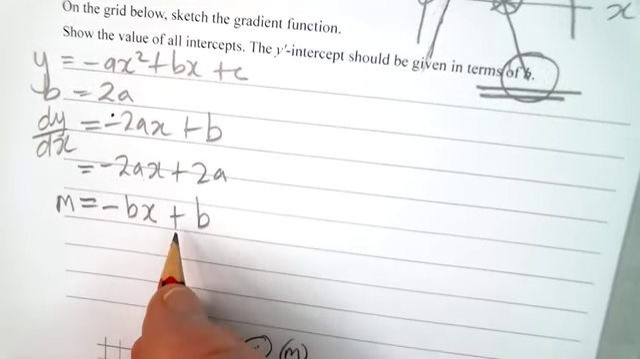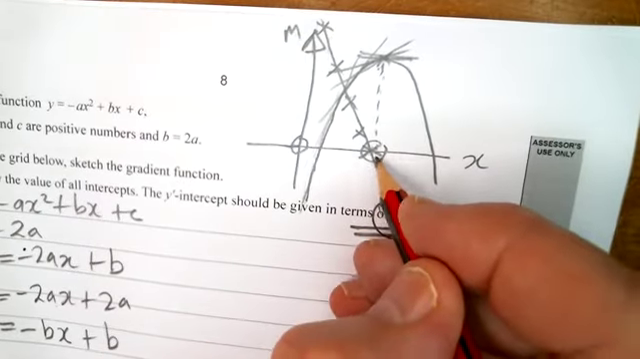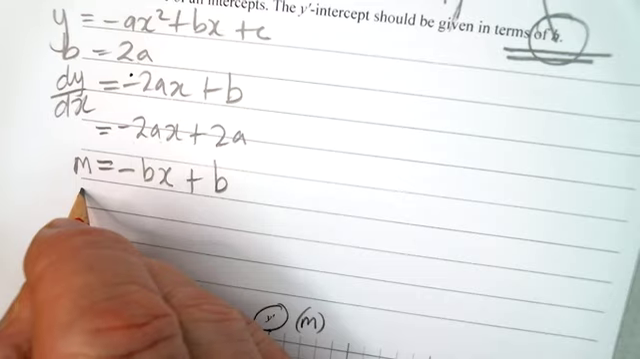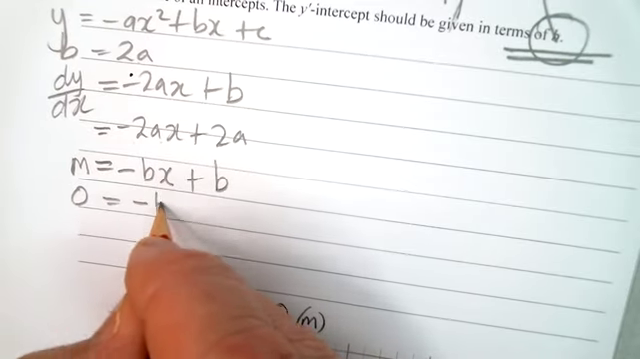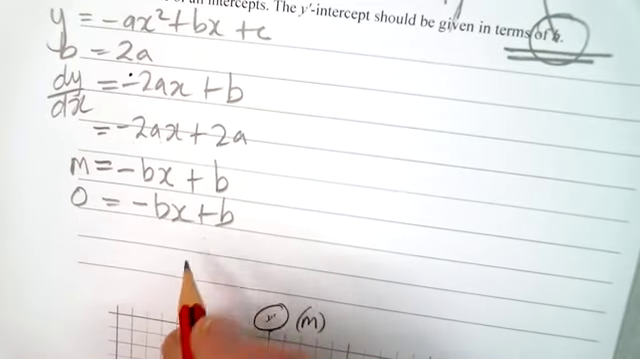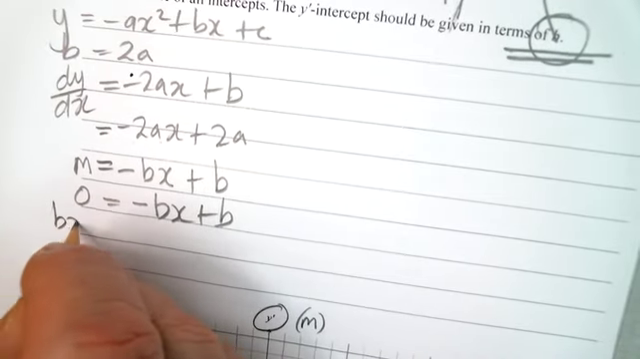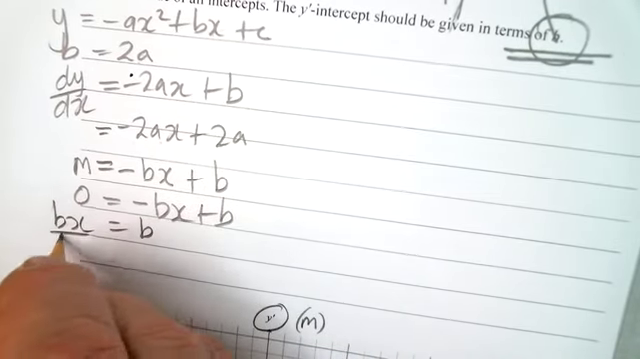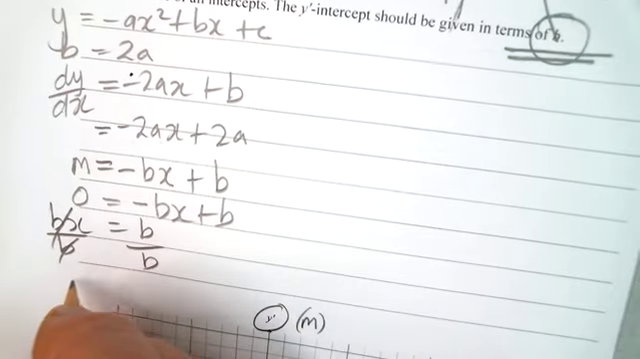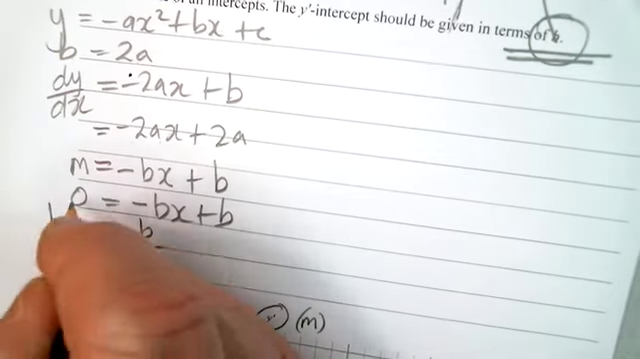Now let's make this 0 for a moment. Let's find out what happens at the actual turning point. So here's the turning point, we know it's equal to 0. Negative bx plus b equals 0. I add bx to both sides, and I've got bx is equal to b. Divide both sides by b, and x would have to be 1 when the gradient's 0.